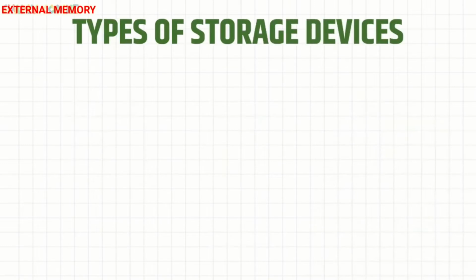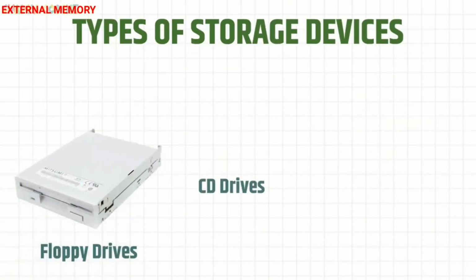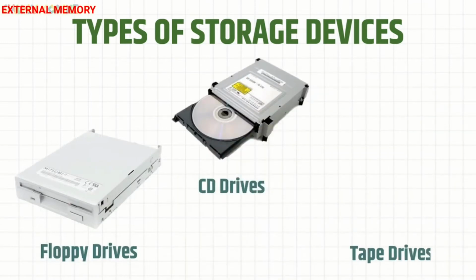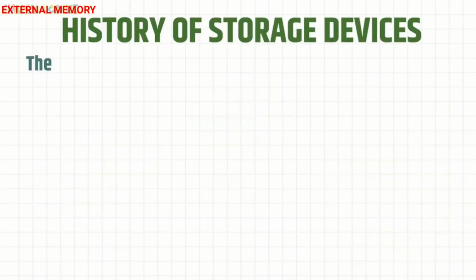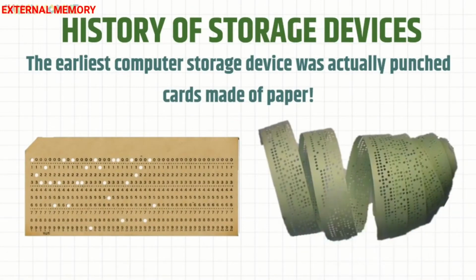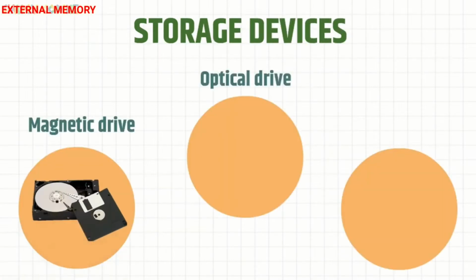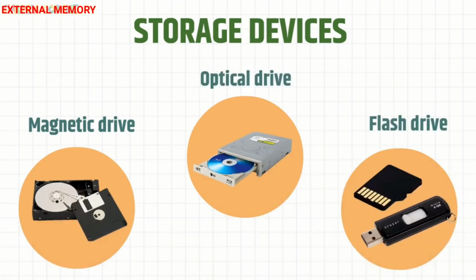There are many different types of storage devices such as floppy drive, CD drive, tape drive, etc. The earliest computer storage device was actually the punched card made of paper. We have storage devices like magnetic, optical, and flash memory devices. Let's look at each one of them.